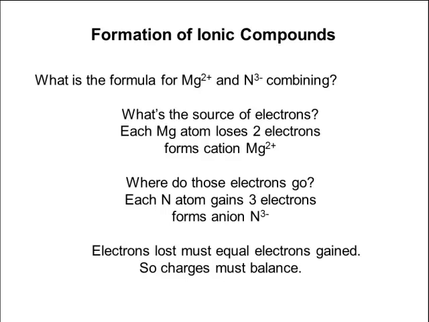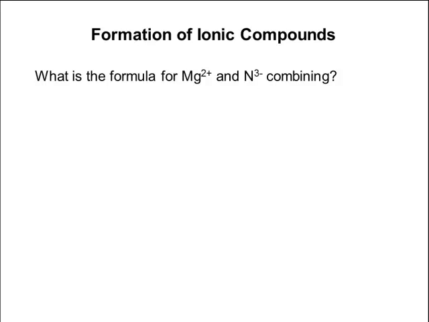The charges must balance. So if I have a single magnesium atom losing 2 electrons and a nitrogen atom gaining 3 electrons, those aren't equal, and I need to make them equal. All right, so let's look at how we can treat this. Starting with 1 magnesium 2+, 1 N3-.